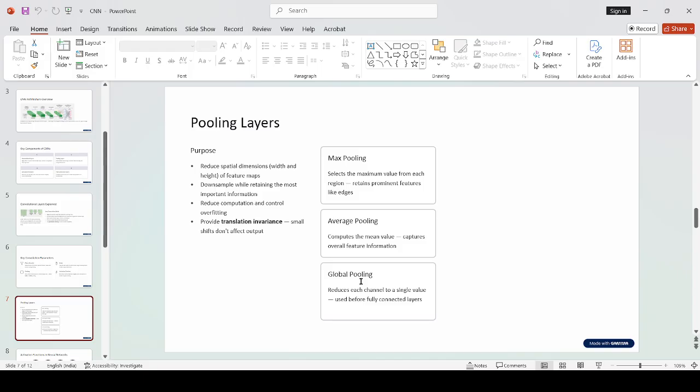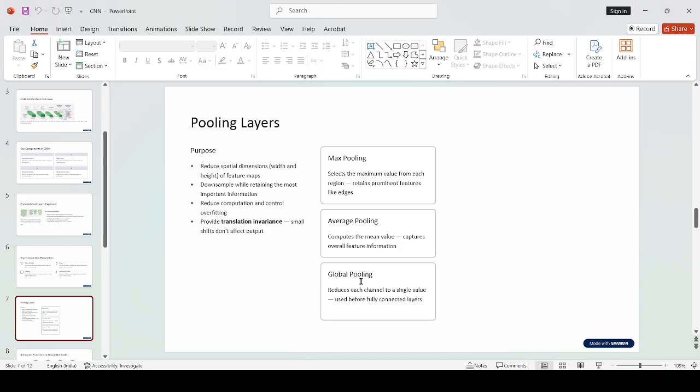After convolution, CNNs commonly use pooling layers. The main purpose of the pooling layer is to reduce the spatial dimensions, the width and height of the feature maps. This process is called downsampling. Pooling reduces the amount of computation while retaining the most important information. It can also help control overfitting and provides a degree of translation invariance, meaning small shifts in an object do not significantly affect the resulting representation.